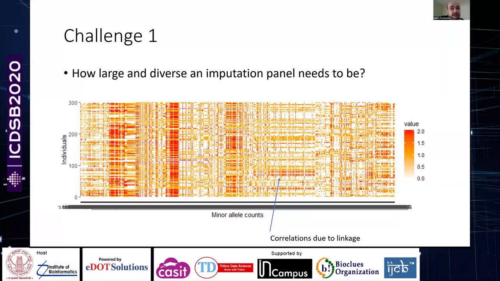Probably all of you know that imputation is a statistical inference of unobserved variants based on the correlation structure, the linkage disequilibrium. This is basically the horizontal structure in this plot. In order to perform imputation, you need your genotype data set which you want to impute, and the reference panel, which is based on whole genome sequencing, against which you want to impute. And the question is how to choose this reference panel and how large it should be.